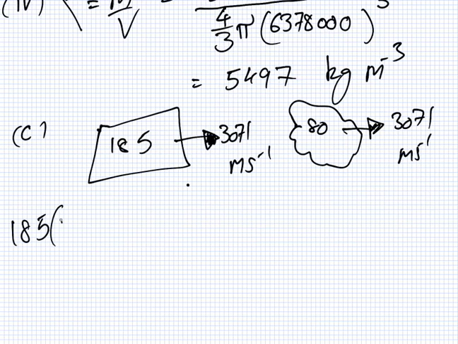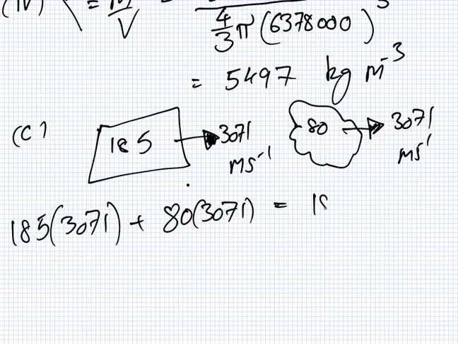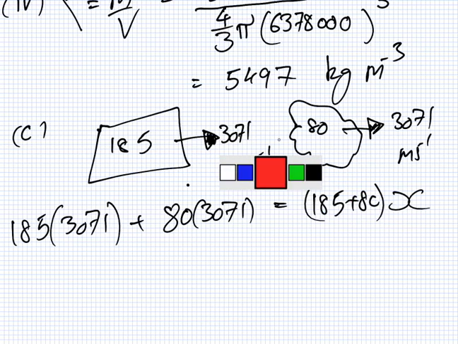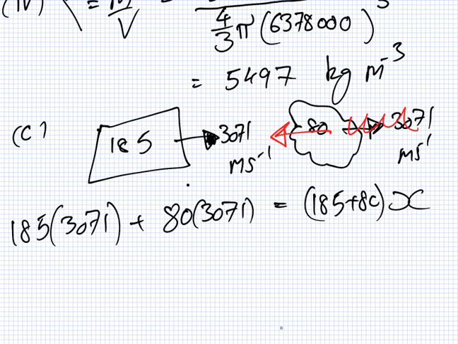M1 U1 plus M2 U2 equals the combined mass times its new speed. By the way, does the question say they're traveling in the same direction? No, it's traveling in an opposite direction. So what do I change here in my formula? That plus should be a minus.